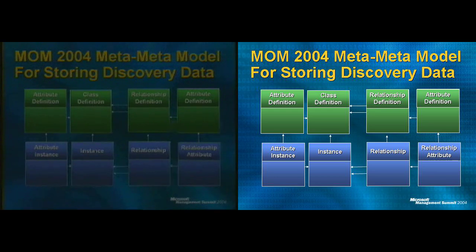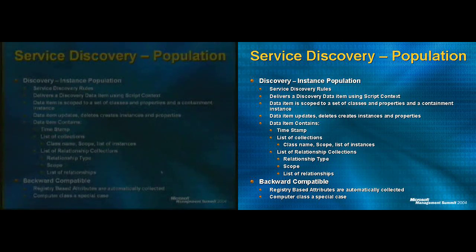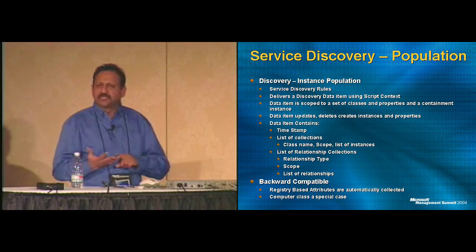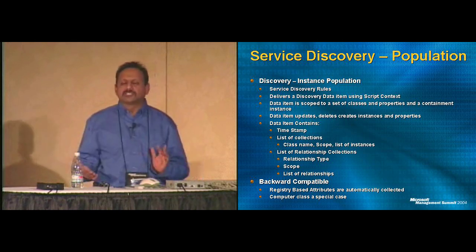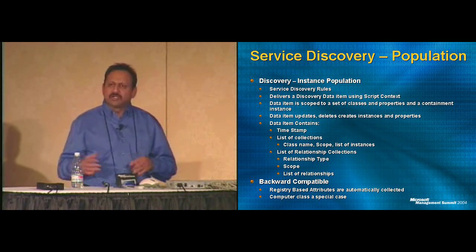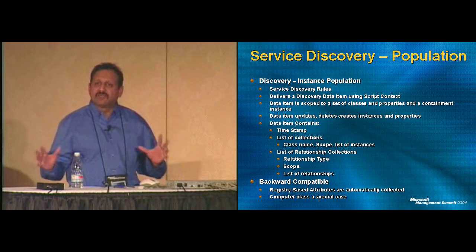So this way, with a small set of tables, we can keep adding new things that we can discover. And how does the population part work? We introduced this idea of a service discovery rule. It's not a new kind of rule. It's just something that can be triggered by an event. Mostly it is time-based. And what it will do is call a script. And the script does everything required to discover these instances in whichever way possible.